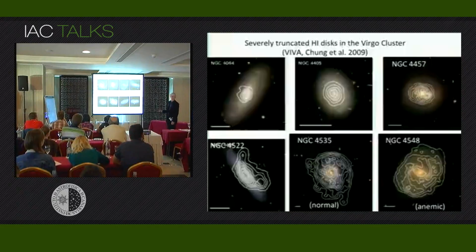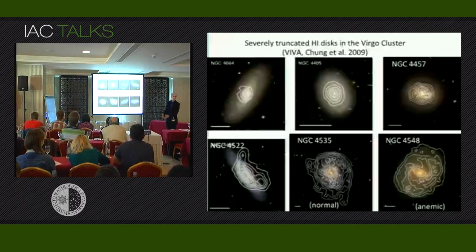Now, of course, truncation, when you look in the H1, it gets even more interesting. These are severely truncated H1 disks from this fabulous VIVA survey. VIVA, which stands for VLA Imaging of Virgo Cluster Atomic Gas. So you select the letters that you like that make the acronym that you like. And you can see some of these disks, for example, NGC 4535 is relatively normal. 4548 has galaxy-wide H1, but it's less. And then you have the others where it looks severely cut off.